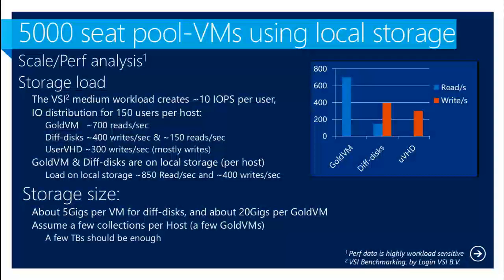It's mostly write heavy. For the storage sizing, each VM takes about 5 gigs of storage space for the diff disk, and the gold VM is about 20 gig. That says altogether, a few terabytes should be sufficient to have several collections. These are several gold VMs, and 150 or so users per that storage array, which is per VDI host.